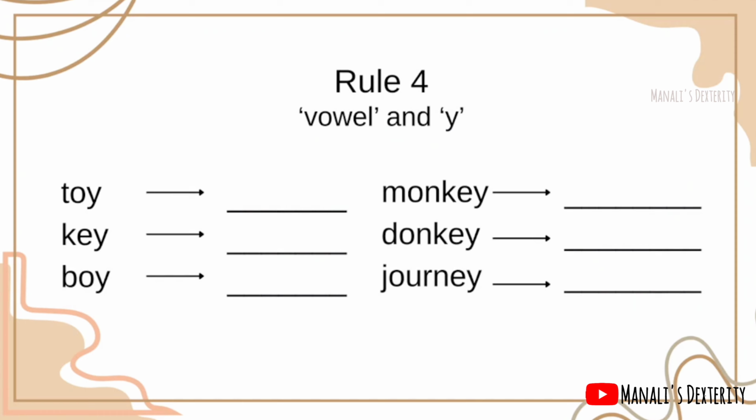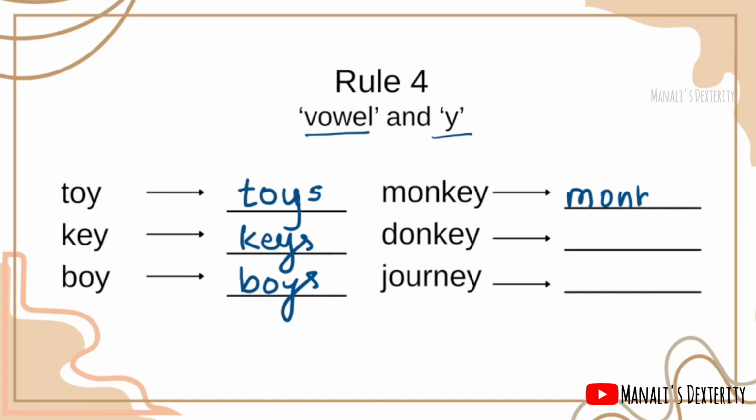Rule 4. When a word ends in y and before it one vowel is there, so we have to just add s. Toy, toys, key, keys, boy, boys, monkey, monkeys, donkey, donkeys, journey, journeys.